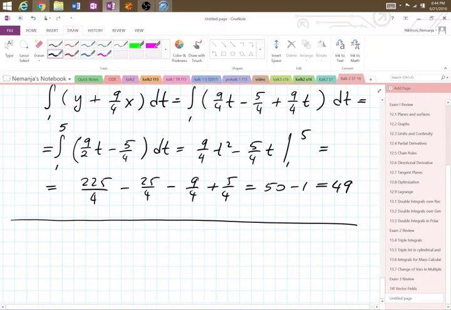So now on the board, I'm going to add another formula. And that formula, using the same parametrization, is the integral of F dotted with r prime dt. So the vector field form. Now, what is it computing? What is it actually computing? Yes?